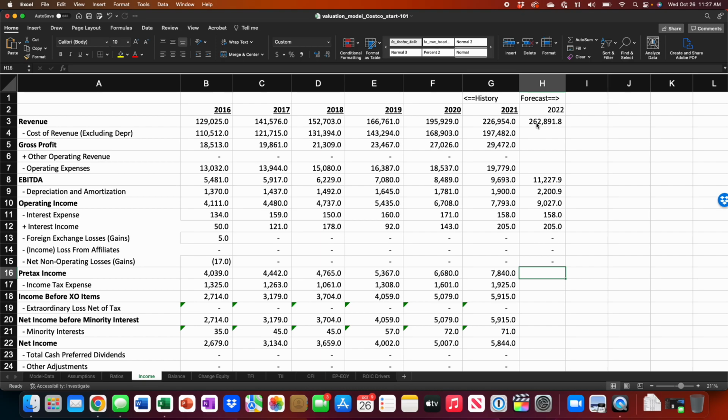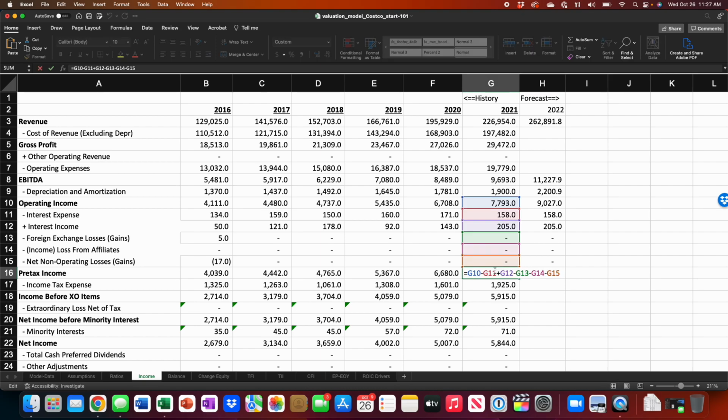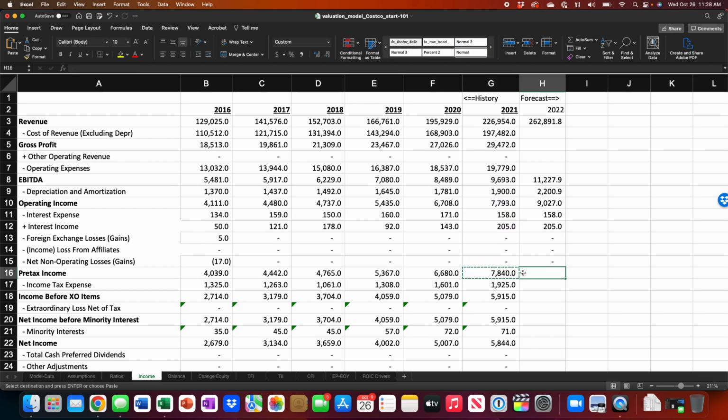So if we take operating income minus interest expense plus interest income minus FX minus income or loss from affiliates minus non-operating, we get pre-tax income. Or if you want to be lazy, I've already put that formula into G16. So you can take G16, copy it, paste it over to H16. $9,074,000,000 in pre-tax income. It is on this $9,074,000,000 pre-tax income that they're going to have to pay taxes.